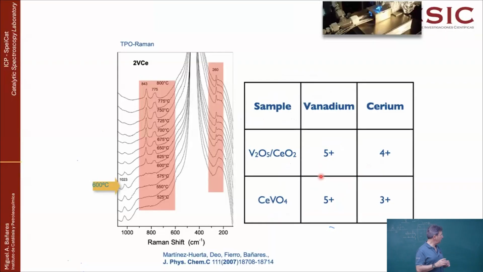If you look at this table, why would you expect that heating in hydrogen will facilitate the formation of cerium vanadate? Exactly, because the cerium vanadate is more reduced.